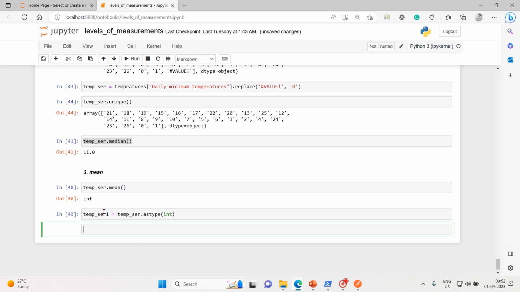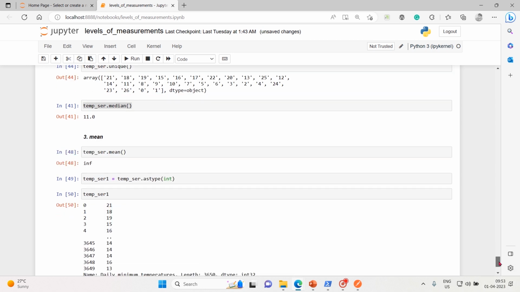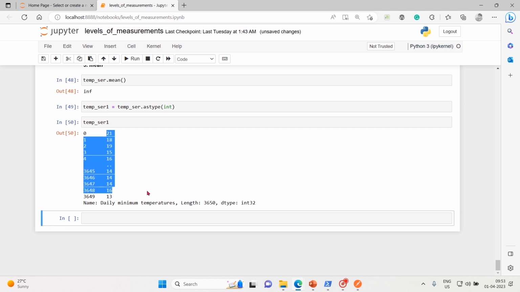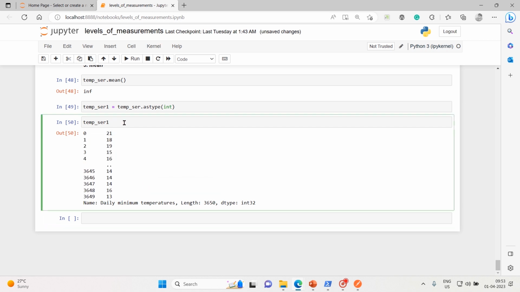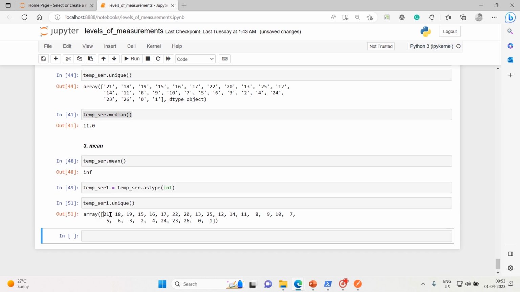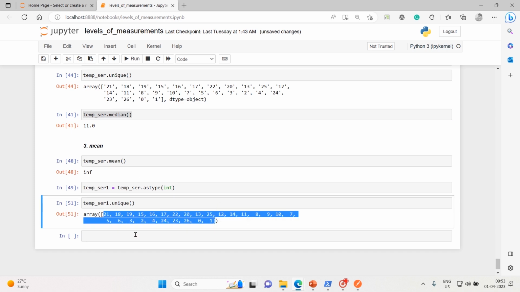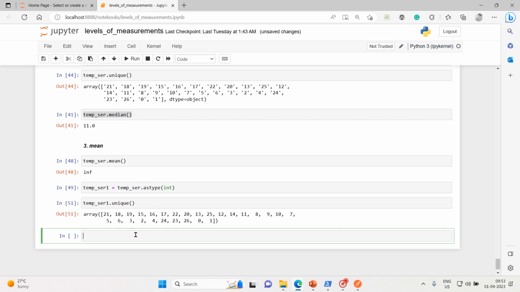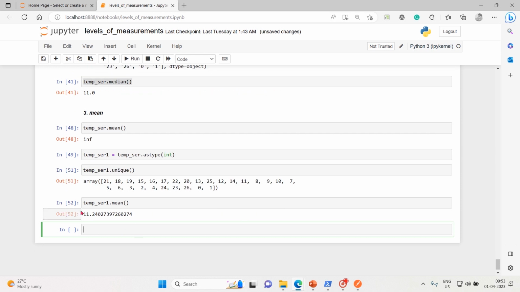So now temp series 1, and execute, and here is what you got, the int. If you still doubt, let me show you. Unique, and here it is, absolutely int values. So now let's do the mean of this. Temp series 1 mean, and execute it, and we got it.